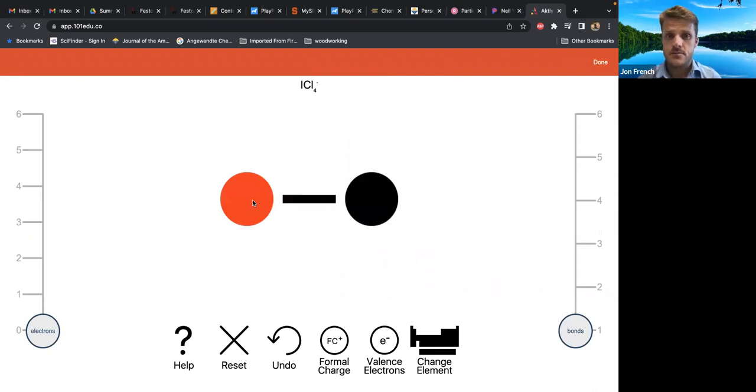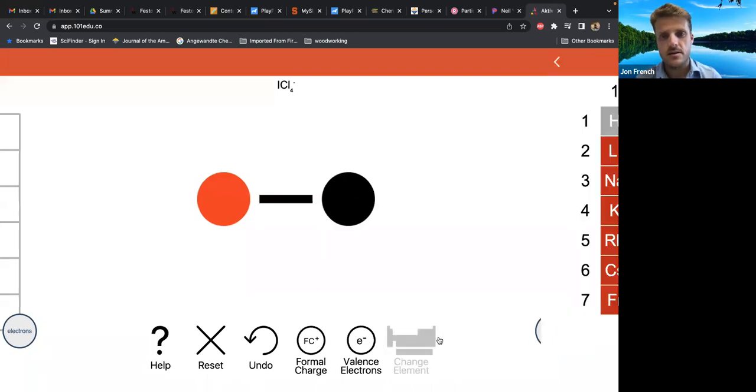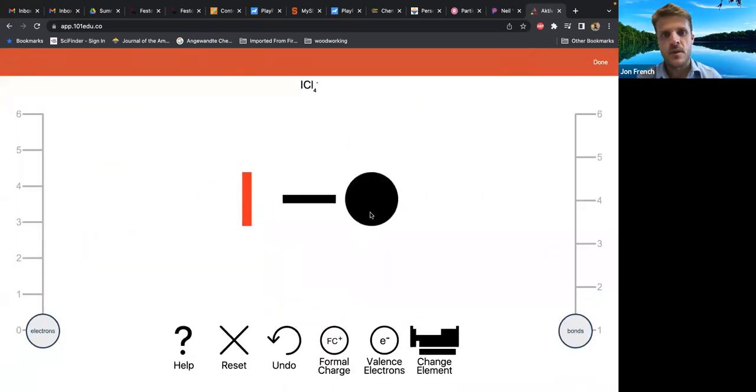Again, I would start with iodine. We want to put the least electronegative element in the center. And with electronegativity, the farther to the top right of the periodic table, the more electronegative. Iodine is below chlorine, so iodine would be the least electronegative element in this case. So I'm going to put iodine in the center, and then I need to have 4 chlorides surrounding it.